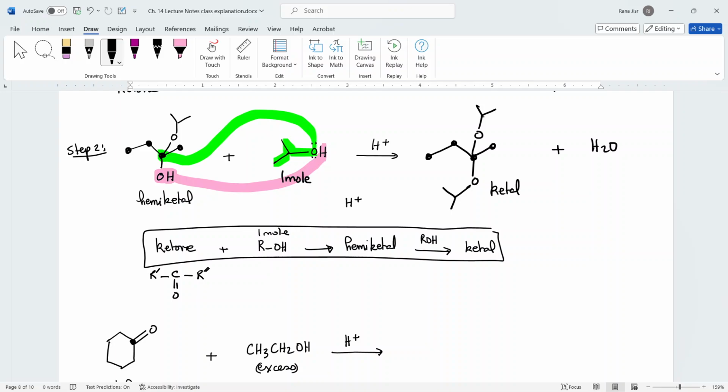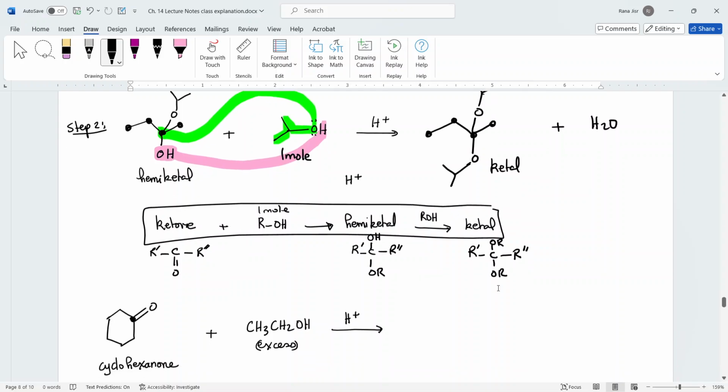So with the hemi-ketal, I am going to form an RC, an OR, an OH, and then my R double prime. This is the R prime, and with another mole of the alcohol that's going to replace that OH, I'm going to end up getting my OR here, my OR there, and then the rest of the molecule, and this is going to be my ketal.